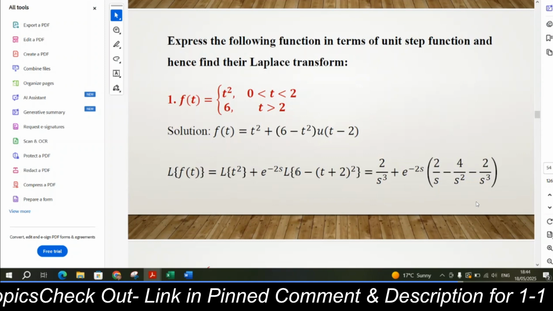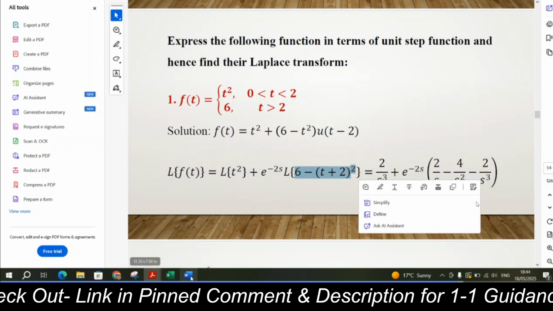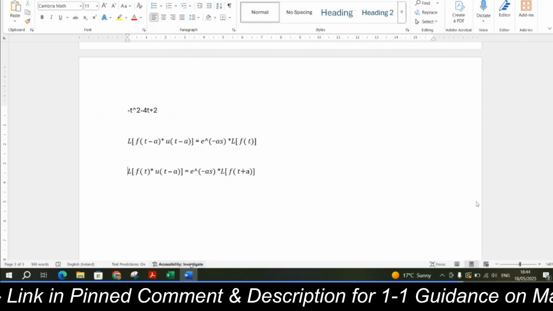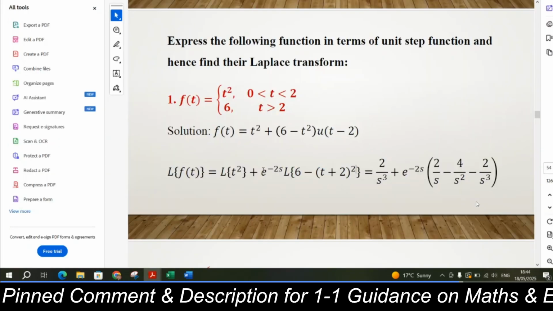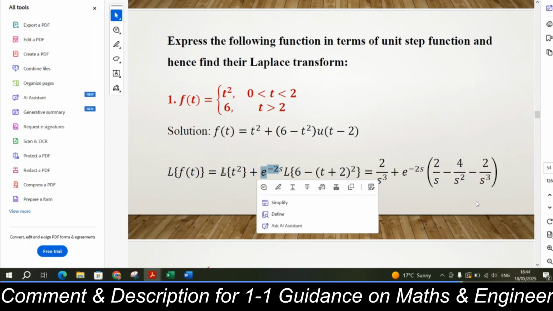Okay, both of them are actually the same. Is it clear? Okay, fine. Let's go on to the problem. So now what has happened?